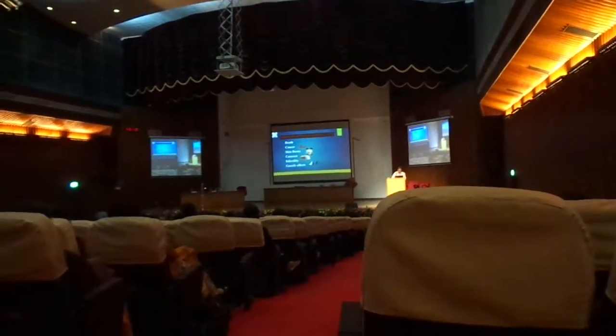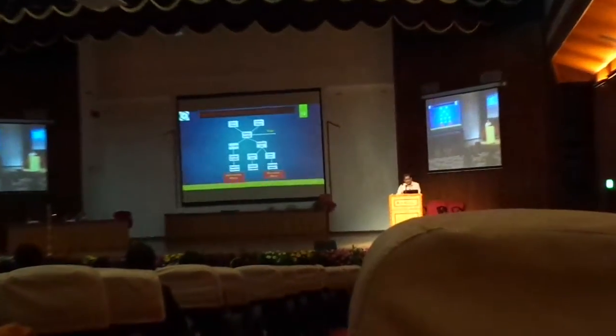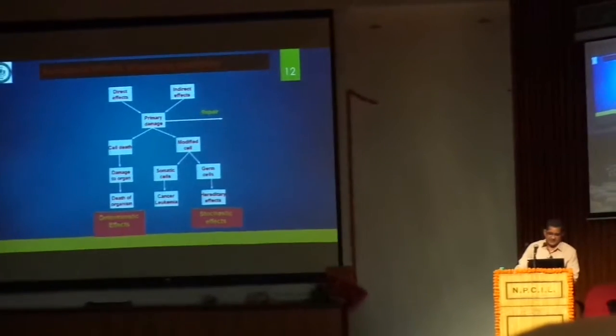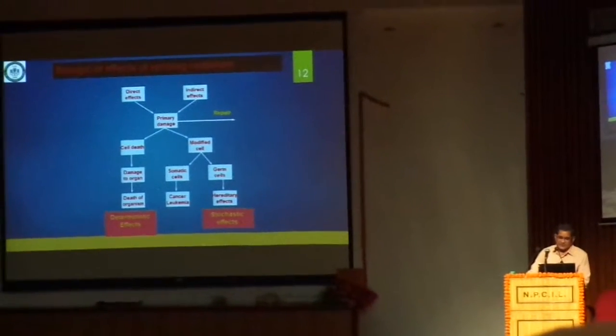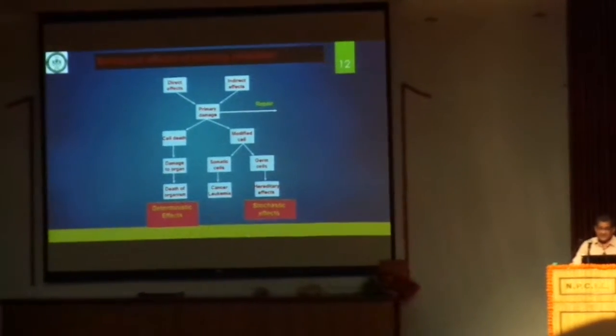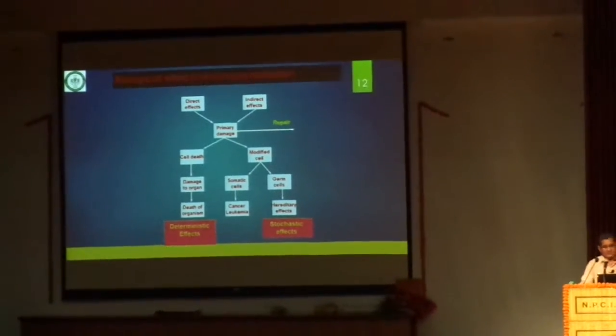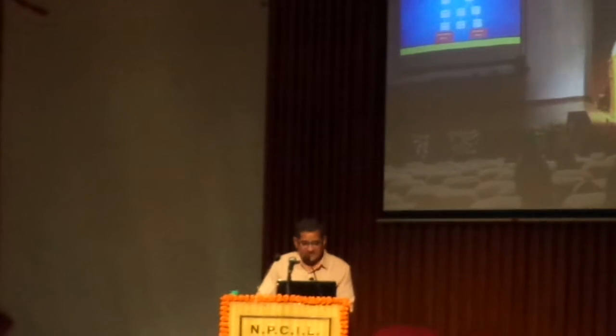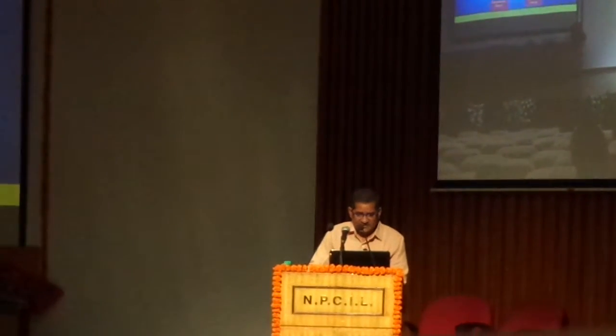Genetic effects of the radiation: in short, the radiation interacts with the cell. So there are two types of effects. Once the radiation enters into matter, particularly a biological cell or tissue, there can be two effects. One is a direct effect, another is an indirect effect. But in both these effects, there is some primary damage, and this damage can be repaired as per the tendency of the cell.